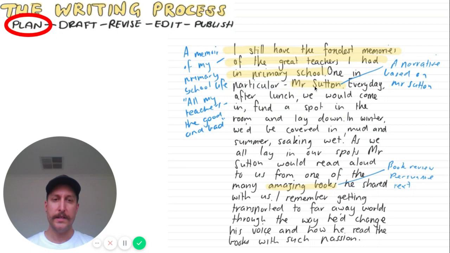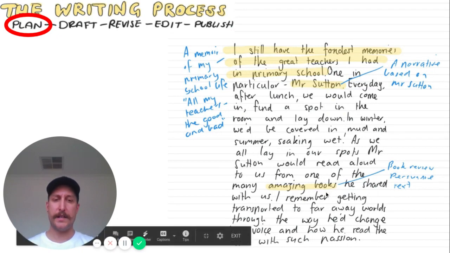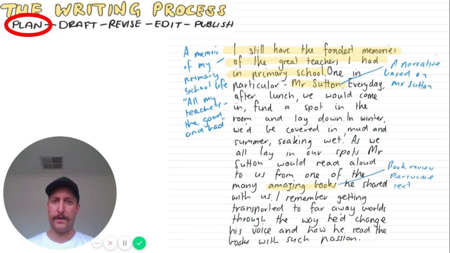Over here again, I didn't have to read too much further before coming up with another idea. I thought that maybe I could base a story or a narrative on my favourite teacher, Mr. Sutton. So I could create a character based on him and have a story around that character. Also down here, there was the detail that Mr. Sutton used to read us amazing books. So I thought, hey, maybe I could write a persuasive text about some of those stories or books to try and convince others to read them also.